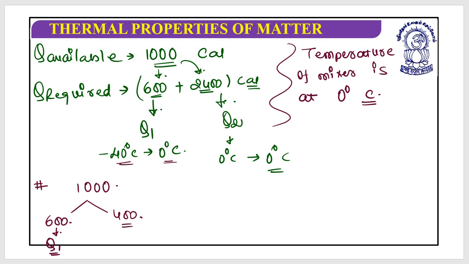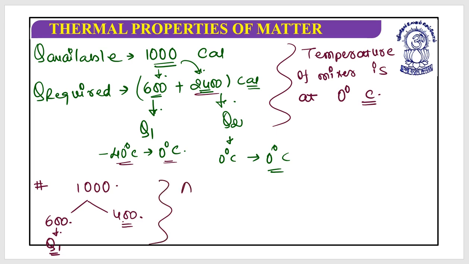Now I have been left with only 400 calories, and I understand that from 400 this 2400 calorie task cannot be performed. So what I understand is the total mass cannot be melted. Total ice cubes cannot be melted. But the question is, forget about the total mass. Just let me know what amount of ice you can melt.